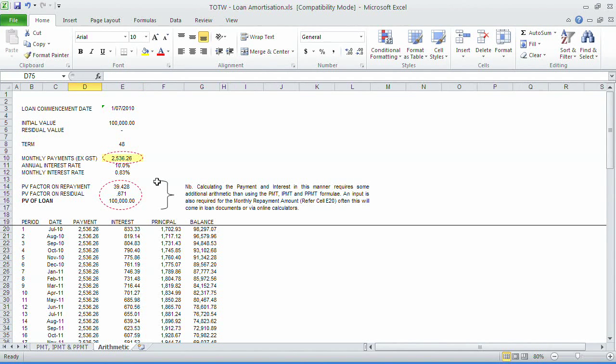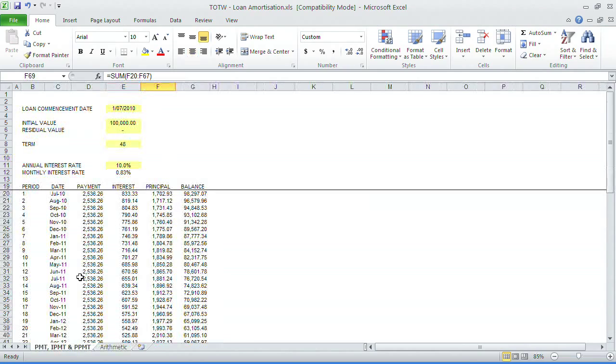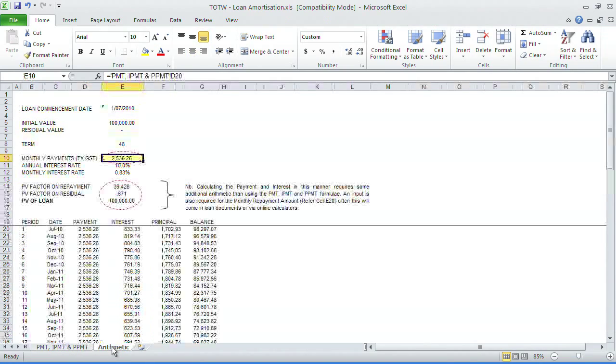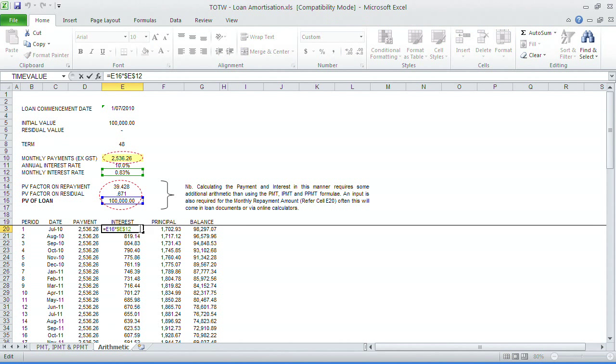But arithmetically, now we've assumed that the principal payment is correct, so you can see we're referencing that from D20, which is up here. And we're going to go through and we're going to calculate out the interest. So we've said the interest is the PV of the loan multiplied by the interest rate of 0.83, and obviously that's going to multiply by the reducing balance as we go down. And then the principal is going to be the difference of the payment minus the interest, which then gives you the reducing balance.